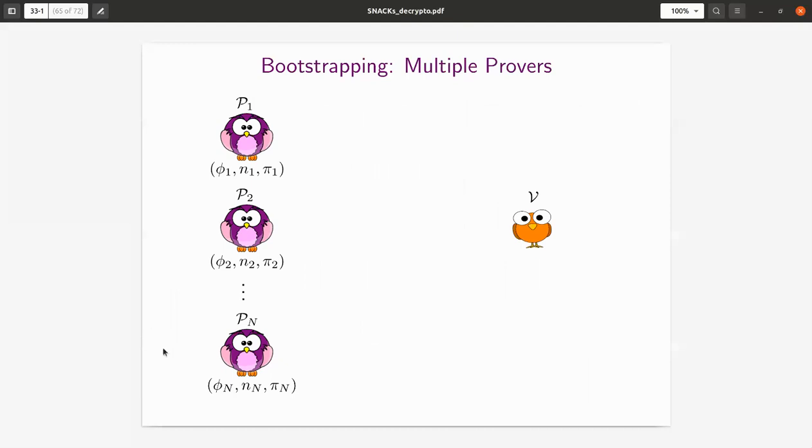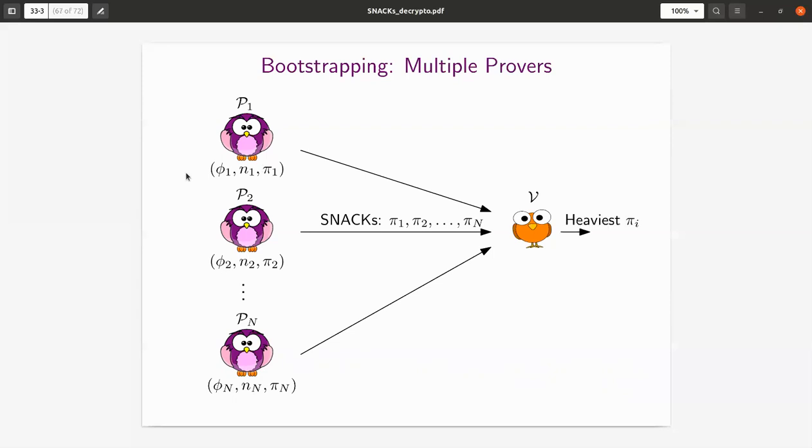you have a bunch of provers, each one of which has some commitment to a blockchain of some length, here N1, N2, and N, and some SNACK proof. All of these are SNACKs. And then the verifier will receive a bunch of SNACKs. It will essentially accept the best accepting one of them, the one that has the longest chain with heaviest valid paths. What you expect naturally. You just order them in a way and choose the heaviest accepting one, and you accept it.